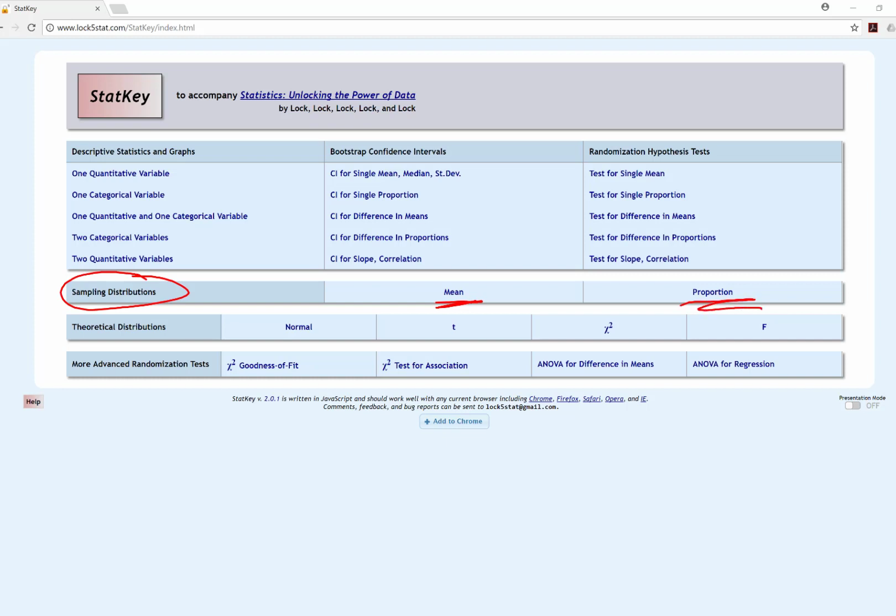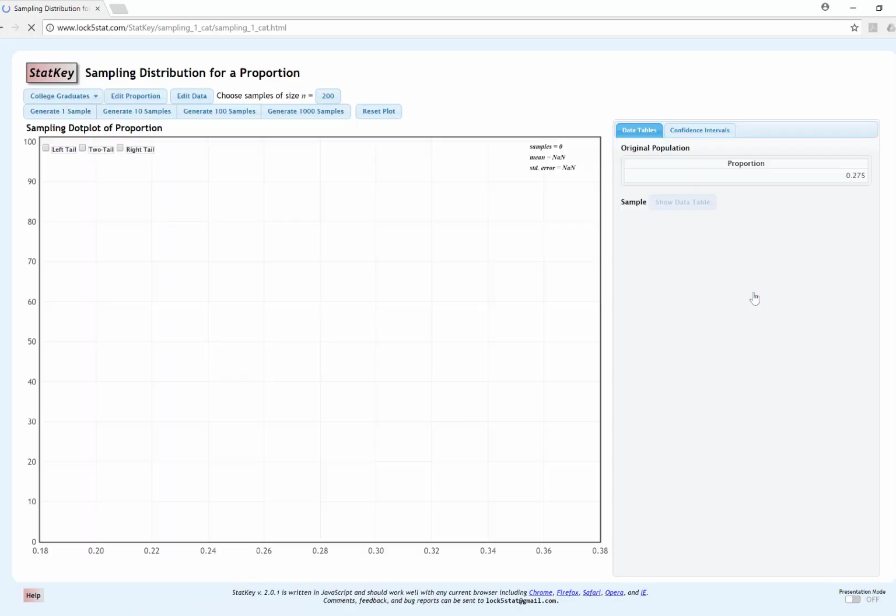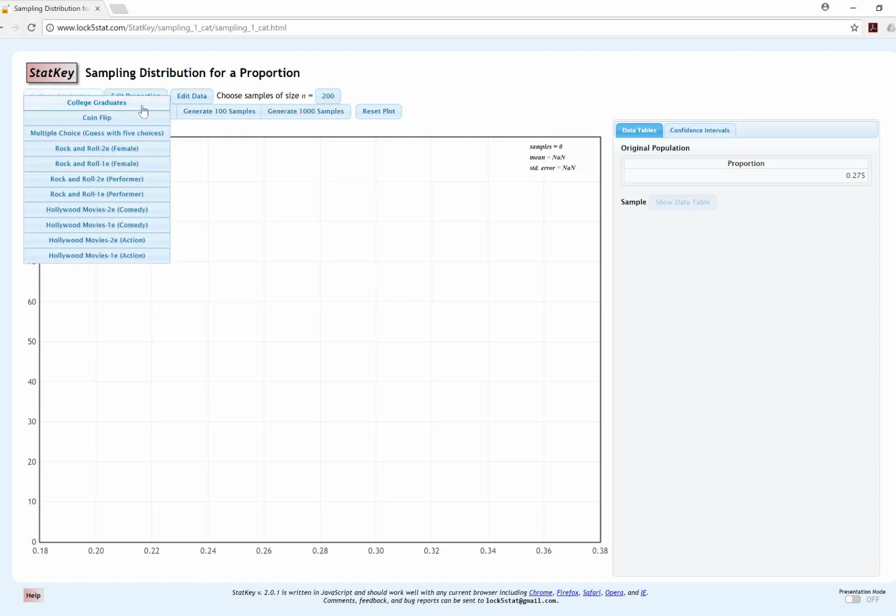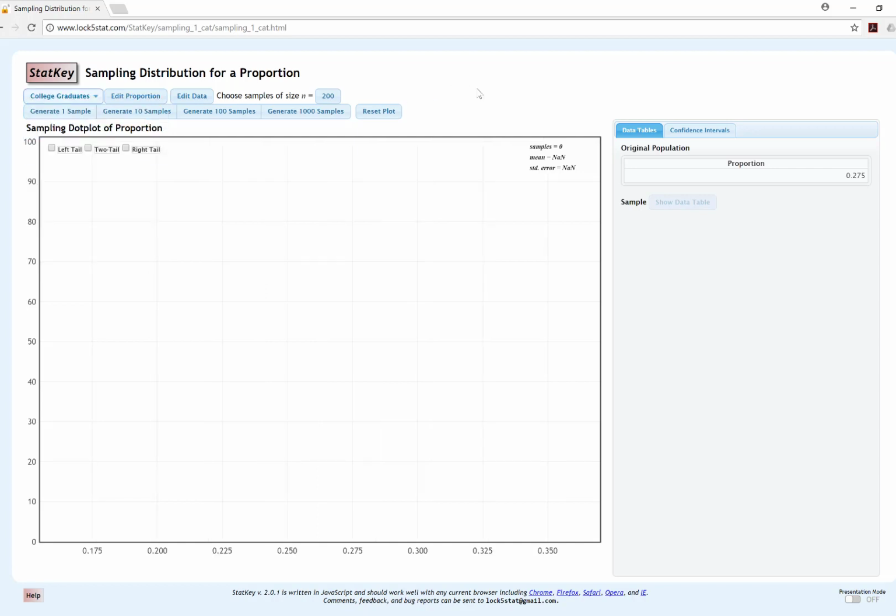Let's look at an example of constructing a sampling distribution for a proportion. There are a number of datasets built into StatKey. The default here is the college graduates dataset. Let's start by working with this. There's more information about this data in example 3.1 in your textbook. Essentially, you have census data that found that 27.5% of American adults have a bachelor's degree or higher. On the right, we can see our original population proportion was 0.275.